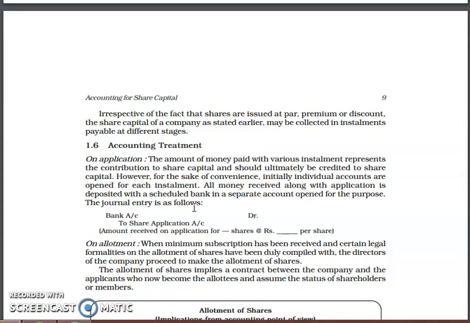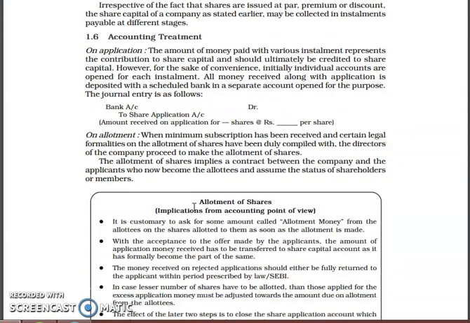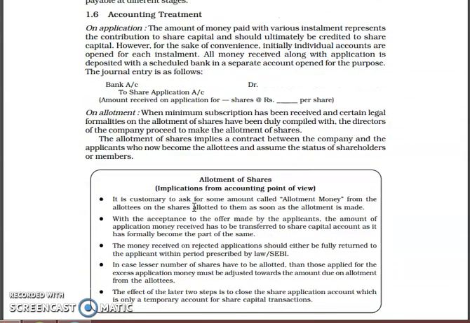So, the first step is application, the second step is allotment, and the third step is the calls on shares. What calls basically are: out of the issue value of shares, some amount is received as application money and some more on allotment. The balance amount may be collected by the company in one or more calls, which you call the first call, second call or final call. Now, let us move on to the accounting treatment.